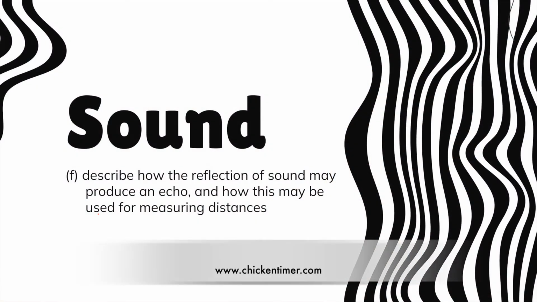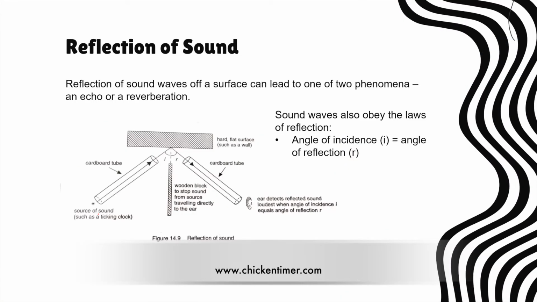So there comes your 2D over T. Before that, we have to talk about the concept of reflection of sound. So we have a sound source, and then we place it in front of a wall. It must be a hard, flat surface, because hard surfaces don't absorb sound as much. Then you put a cardboard tube down here.